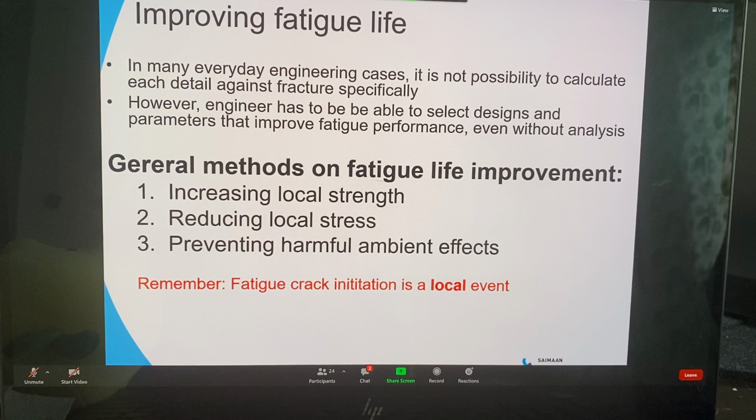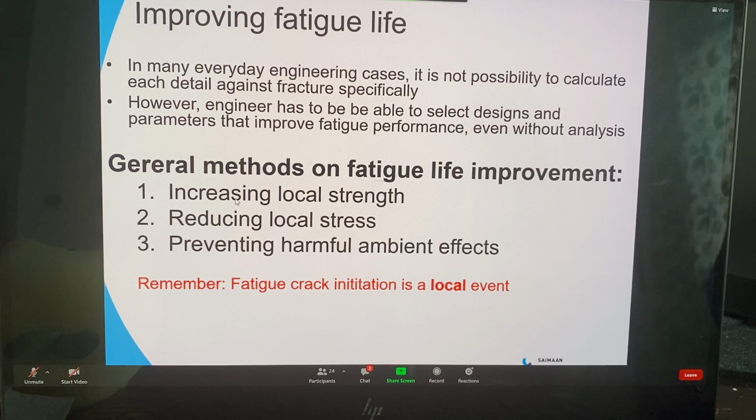But what is really important, if you don't remember anything else from this course, do remember this. Even though you don't know how to calculate the fatigue life, the exact number to failure, you should have knowledge about the general things or methods that you can use, or how to design the component against fatigue. What are the parameters that affect the fatigue lifetime? And this can be generalized as three categories of fatigue life improvement.